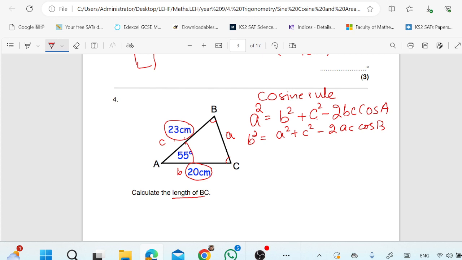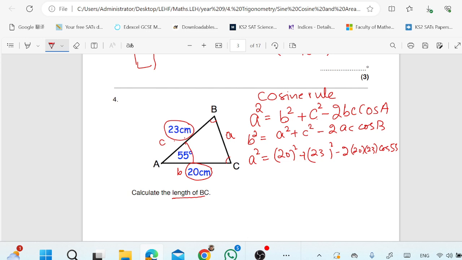So I now simply put in the values. I have to find this BC side, so this BC is a. So a square is equal to b square, that is 20 square, plus c square, 23 square, minus 2 times 20 times 23 and cos of 55. I simply put in the values and I have to find a.